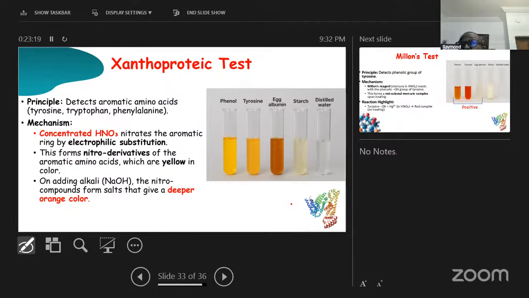If there's phenol there, phenol will also react, so you can choose phenol. Thyroxine will also react. Egg-albumin will also react. If they give you phenol, thyroxine, albumin, and option D, you now say all of the above. The answer is all of the above.